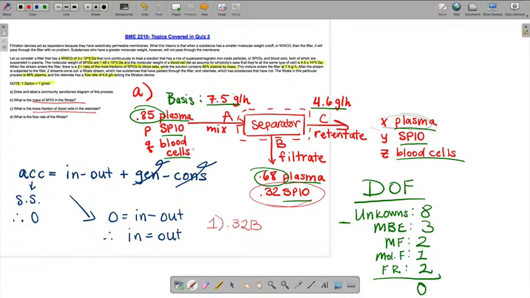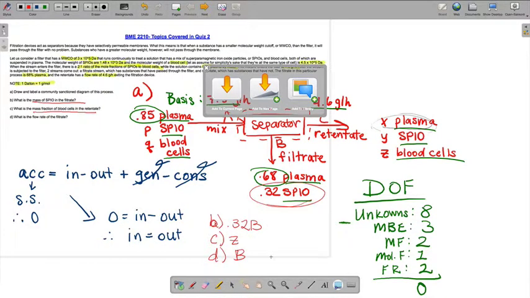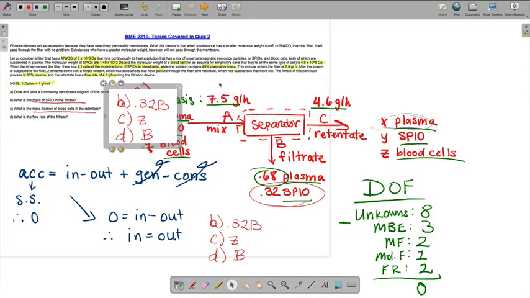So that's our number one, or sorry, B, my bad, because A was the diagram. And then we want to know our mass fraction of the blood cells in the retentate, which is the same as Z. And then D is our flow rate of the filtrate, which is just B. So let's go ahead and apply our variables in order to solve these equations.